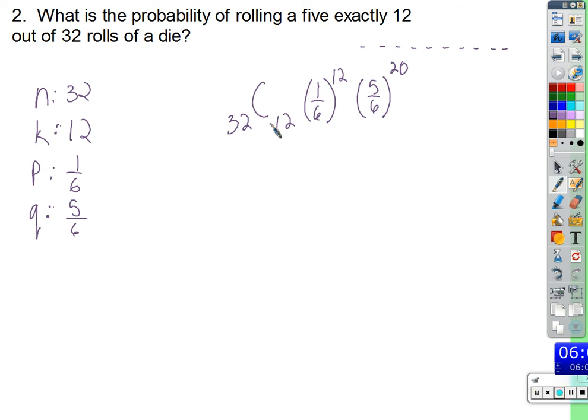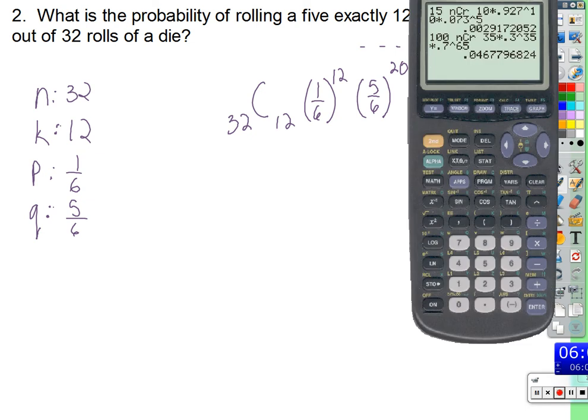All right. And what's left is to do that. So 32C12 times 1/6 to the 12th.